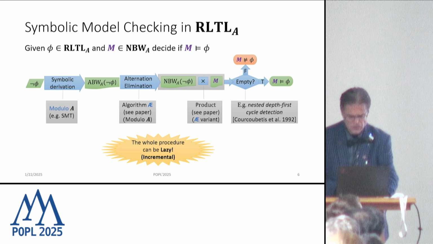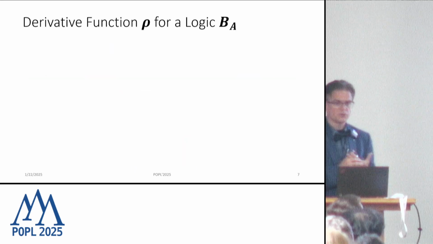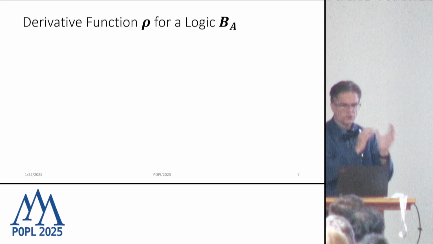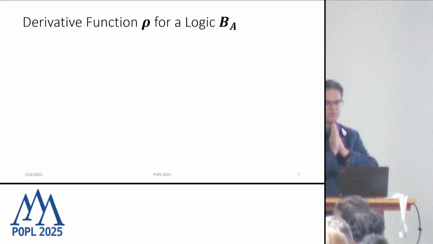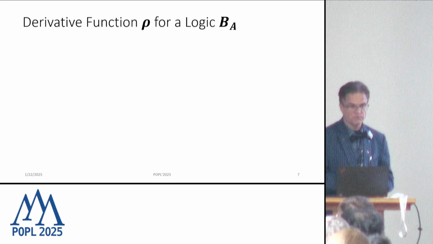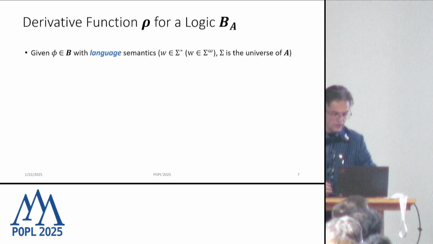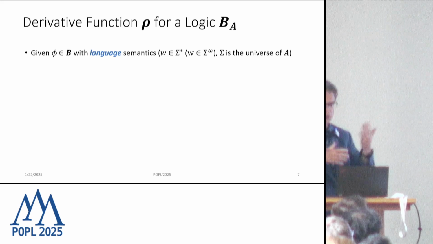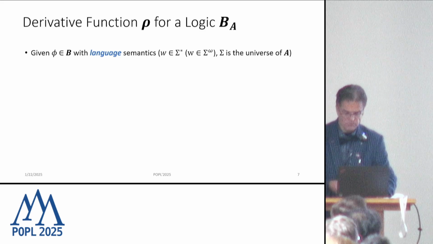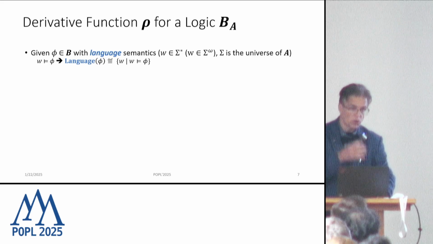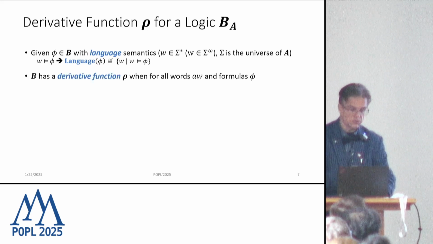And I think the next 2 slides are going to be probably the most important slides of this talk to remember, which is sort of generic. So let us define what it means for a logic B to have a derivative function. So suppose that this logic is associated with a language semantics. So we talk about some words over some alphabet sigma, and we say that the set of words modeled by this formula is the language.